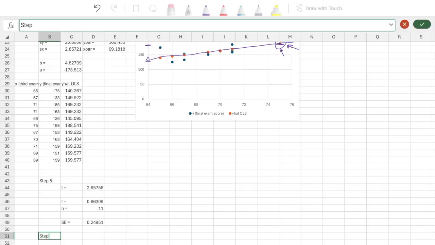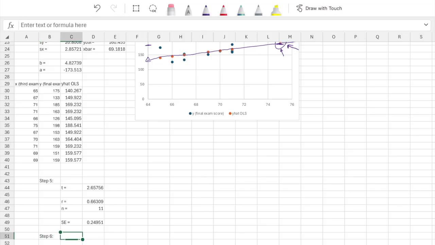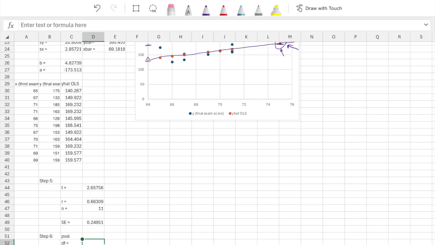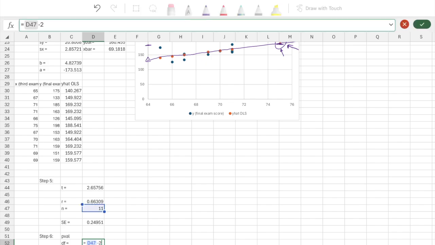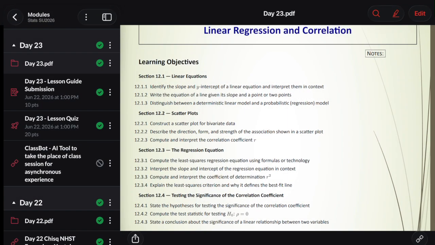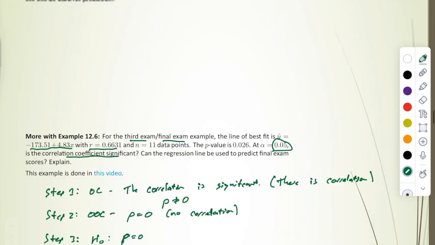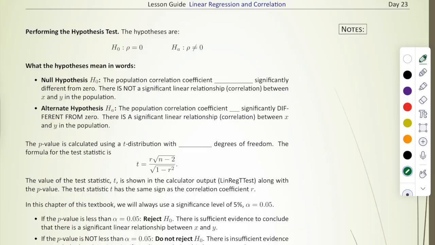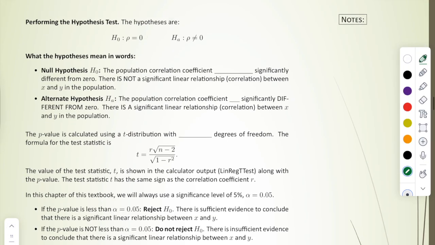Now let's go on to step 6 and find the p-value. It's a two-tailed test, right? Well, let's do degrees of freedom before I do anything else. So this is going to be degrees of freedom. That's going to be n minus 2. Now, and I hope you're following along, all of this is basically talked about right here. There's our test statistic that we used.